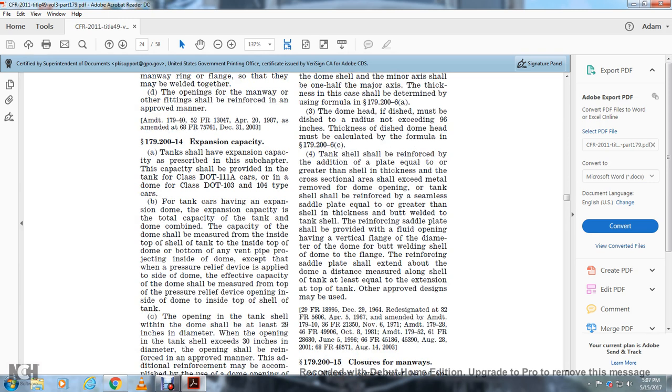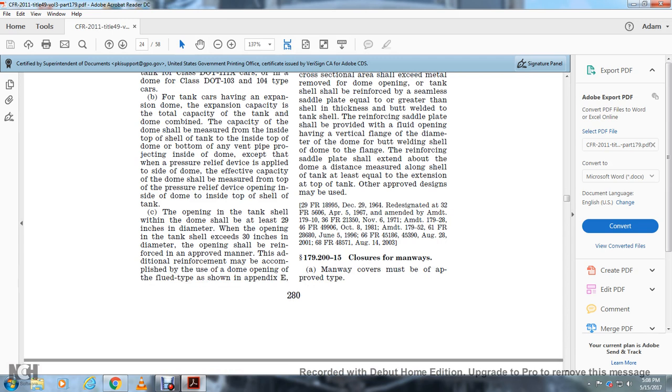The tank shall be reinforced by additional plate equal to the greater of the shell thickness, with cross-sectional area exceeding the metal removed in the dome opening. The tank shell shall be reinforced by a seamless saddle plate equal to or greater than the shell thickness and butt welded. The reinforcing saddle plate shall be provided with the flued opening having a vertical flange diameter of the dome, and the dome butt welding shall be to the dome flange. The reinforcing saddle plate shall extend about the dome a distance measured along the shell, at least equal to the extension of the top tank. Other approved design may be used.